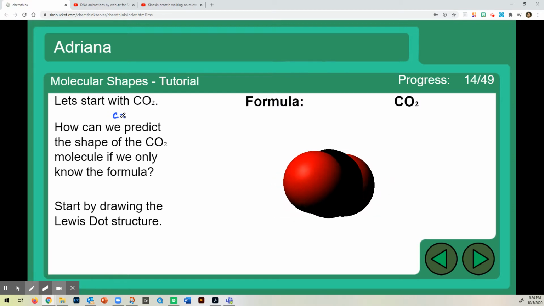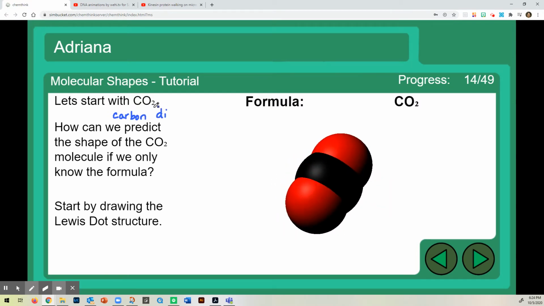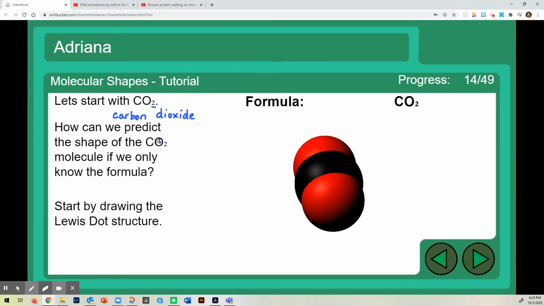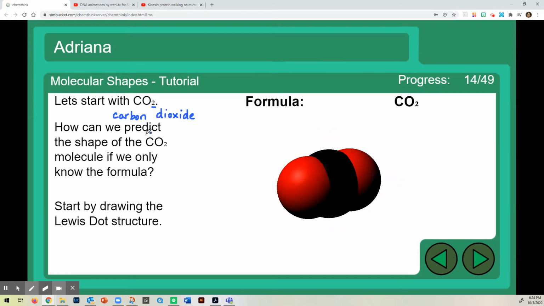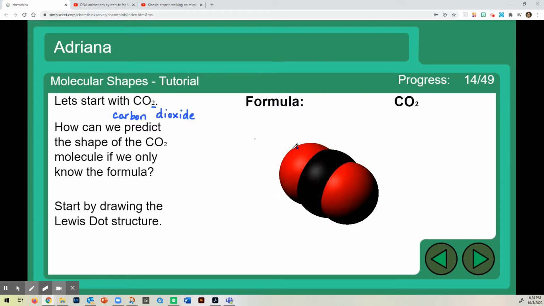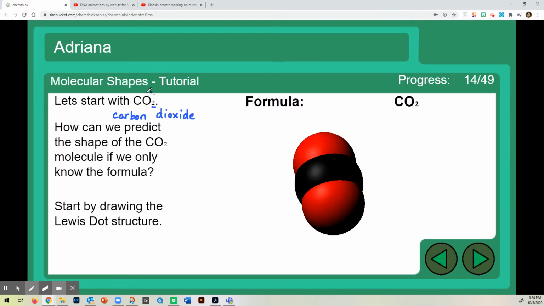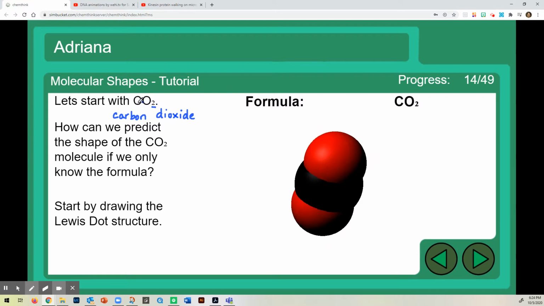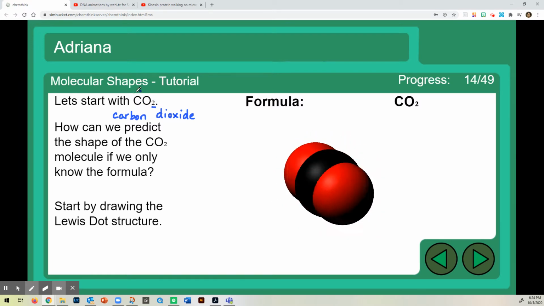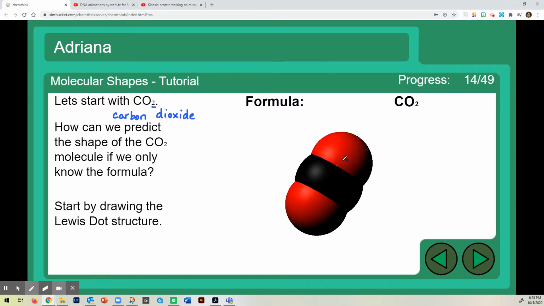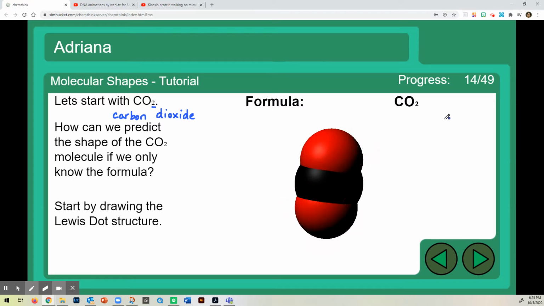So we would write carbon and we would write di because we have two oxygens, oxide. Okay? And so what we need to do first is see how we can predict what shape it's going to make just by knowing the formula. We know we have one carbon atom and two oxygen atoms. I've made this poor little molecule go really wild here.